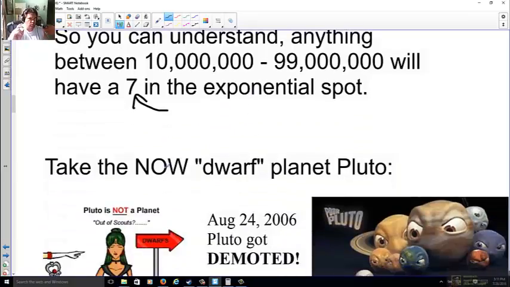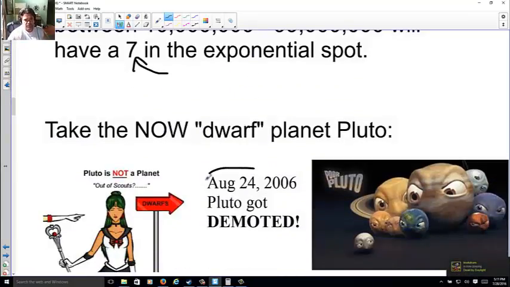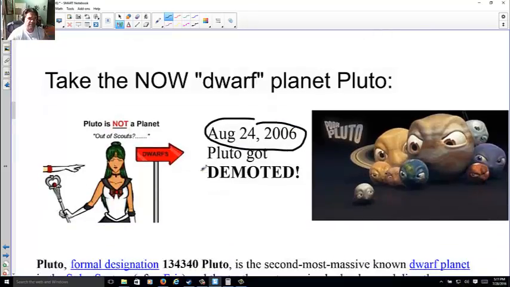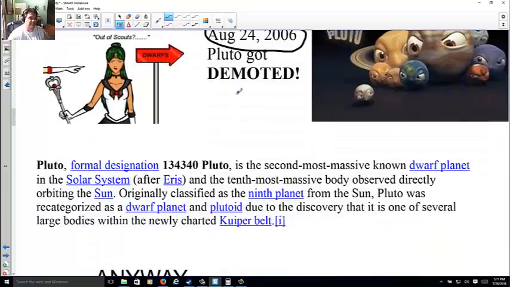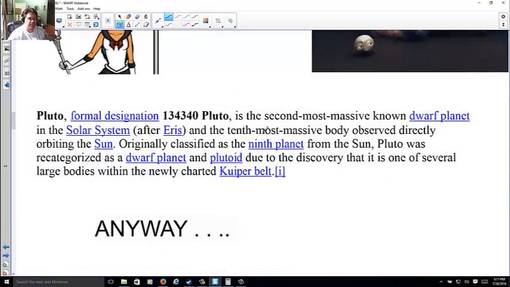And now let me take the dwarf planet Pluto, because on August 24th, 2006, Pluto got demoted. Except in Illinois. I think Illinois is holding out. Everyone else says that now it's a minor planet, not a planet no more.